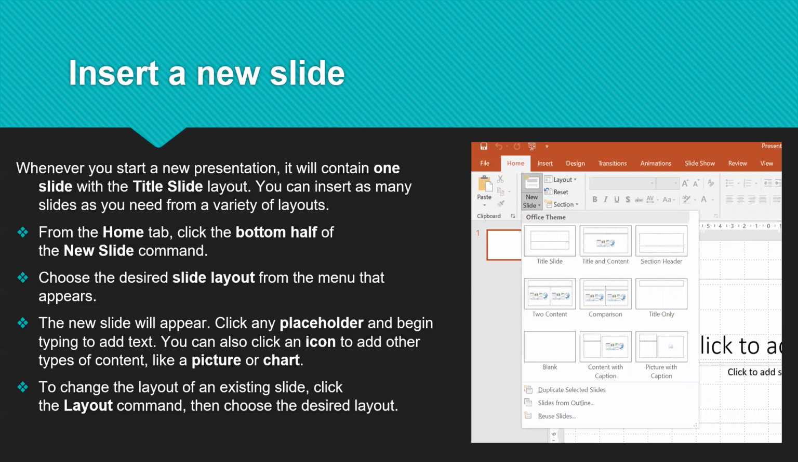You can insert as many slides as you need from a variety of layouts. From the Home tab, click the bottom half of the New Slide command. Okay, so choose the desired slide layout from the menu that appears. The new slide will appear. Click any placeholder and begin typing to add text. You can also click an icon to add other types of content like a picture or a chart. To change the layout of an existing slide, click the Layout command, then choose the desired layout. Okay.